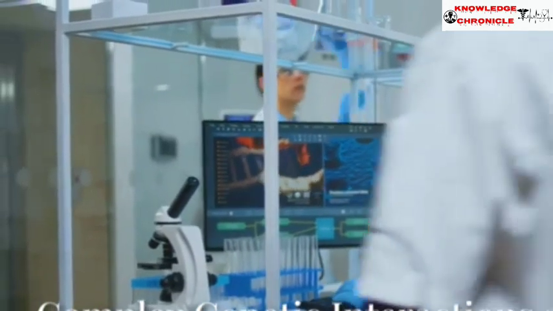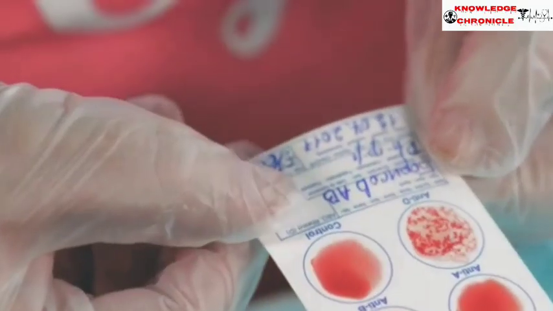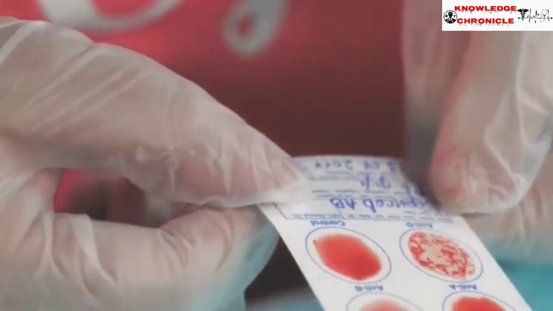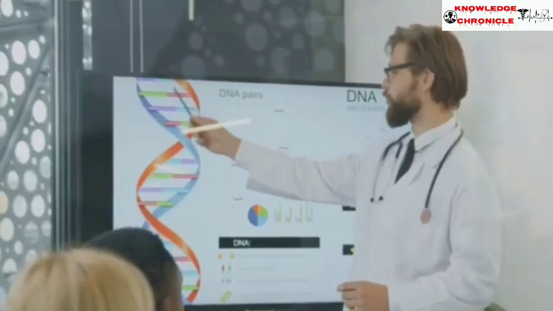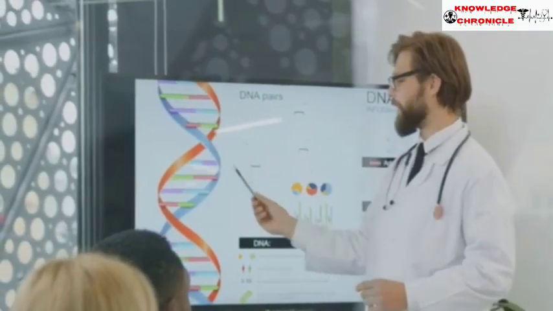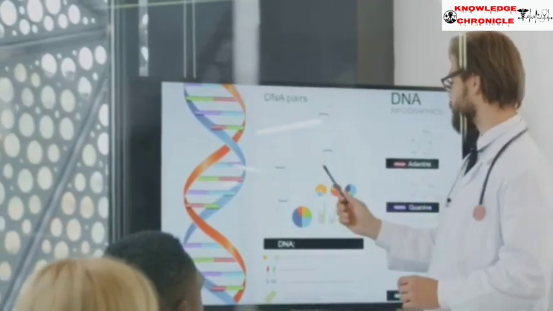Some genes have more than 2 alleles. The ABO blood group has 3: IA, IB, and i. The combination of these alleles determines an individual's blood type, showcasing the complexity of genetic inheritance.